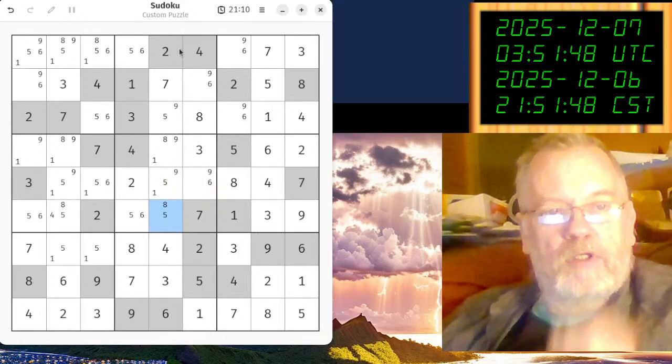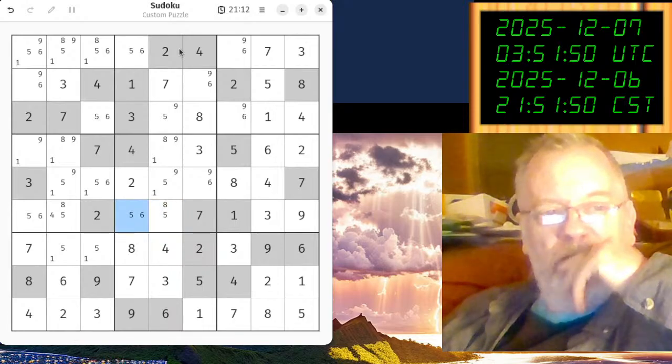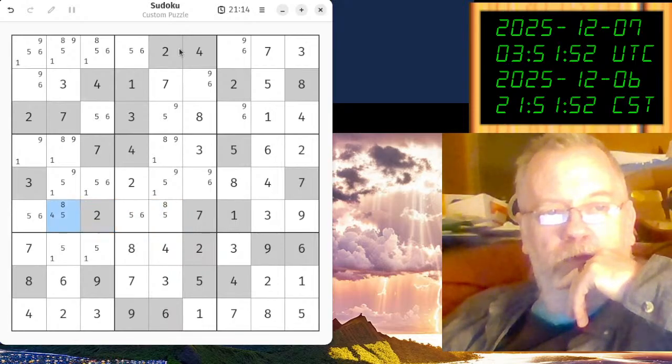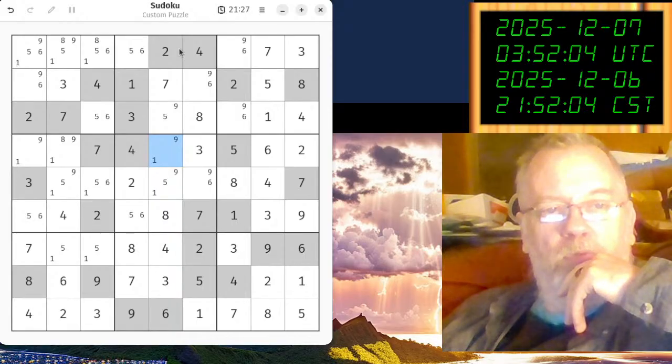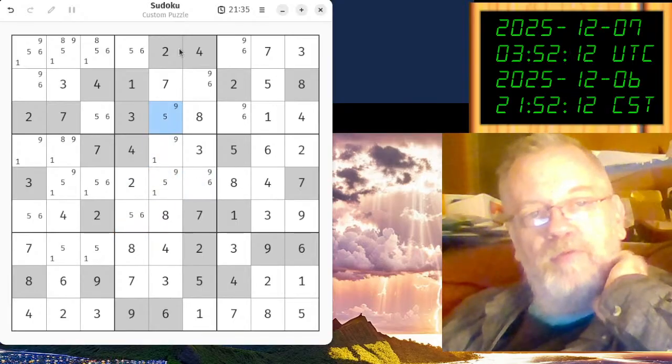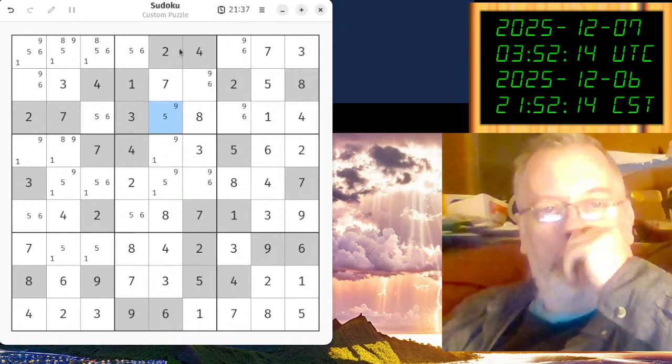Let's see. Oh, there we go. 5-6, 5-6 means this can't be a 5, so that's an 8. And this is going to be a 4 because it can't be a 5. Okay. 8 went away here. I've now got a 9-1, 9-1, 5, 5-6, and a 9-6. Plus a 9-5 here.